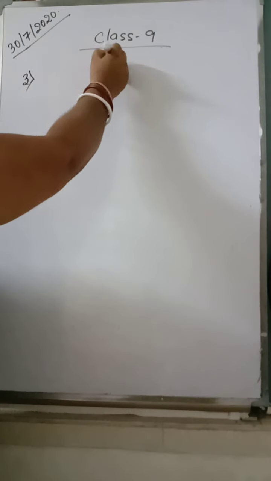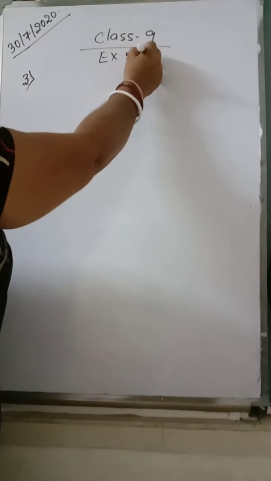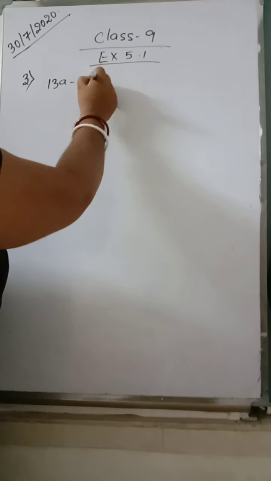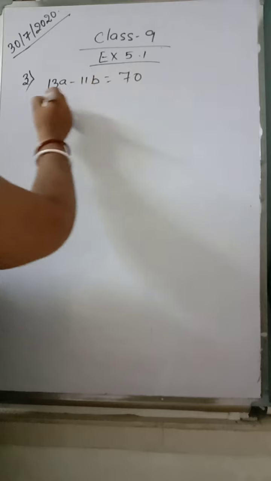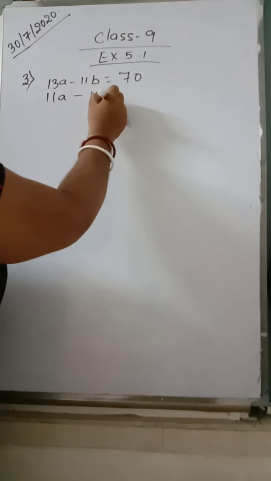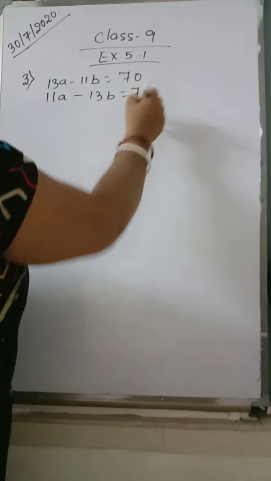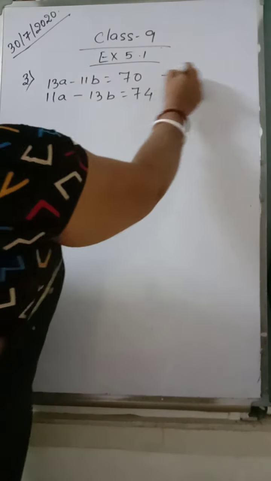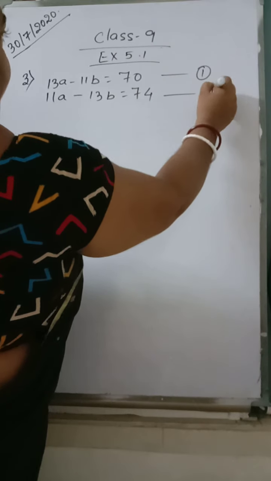Look at question number 3, exercise 5.1. You can see it is given 13a minus 11b is equal to 70 and 11a minus 13b is equal to 74. Now what can you see? This is equation number 1 and this is equation number 2.